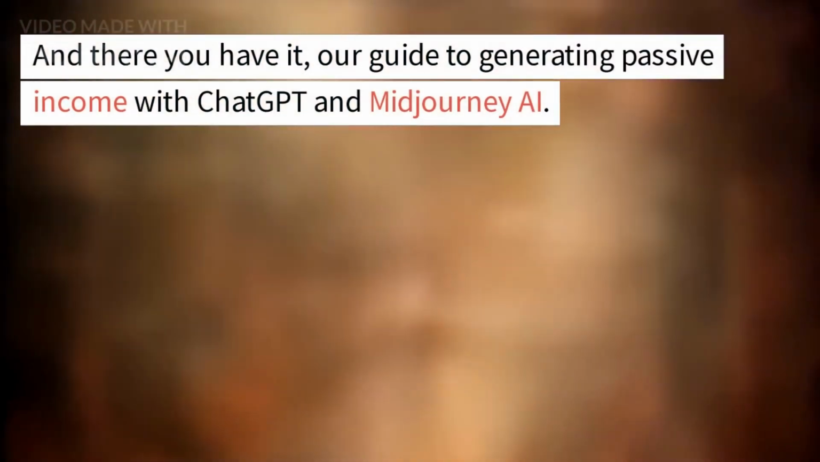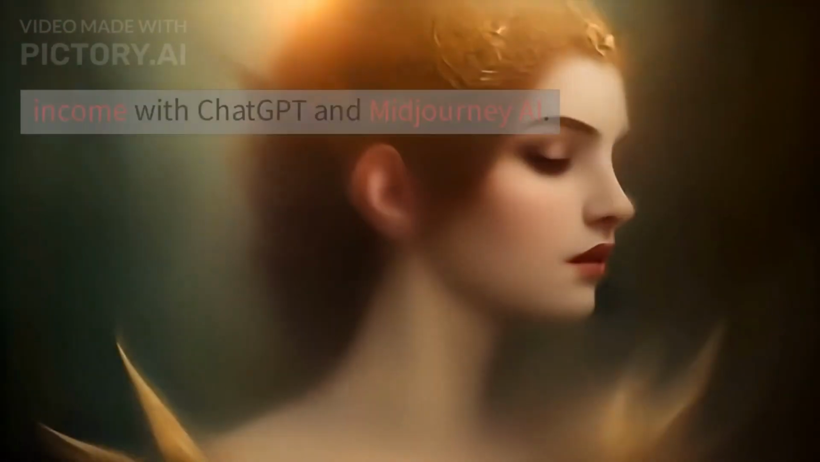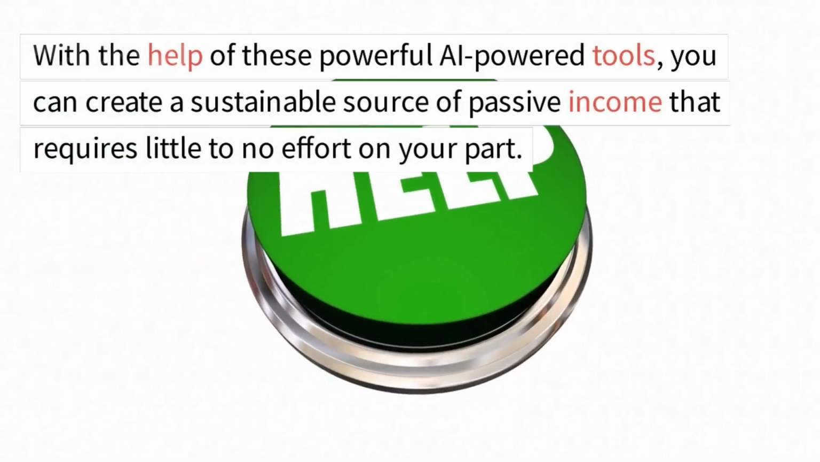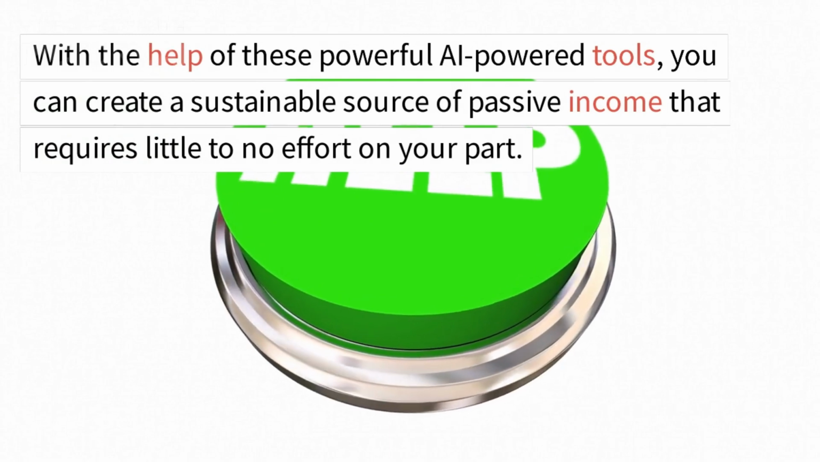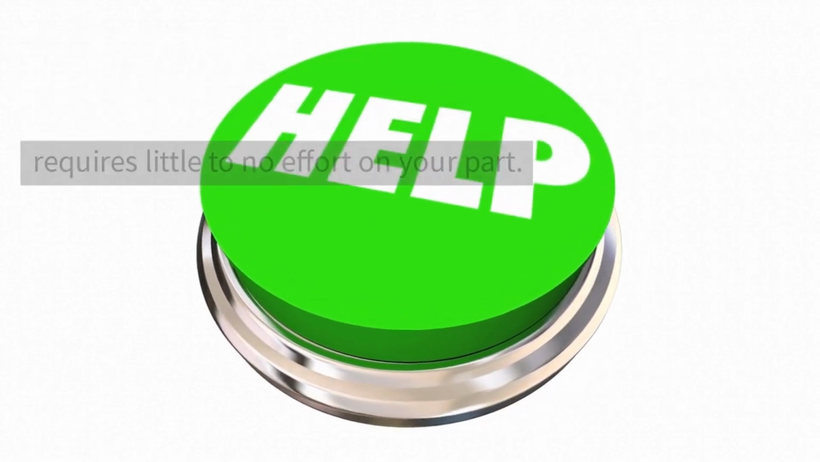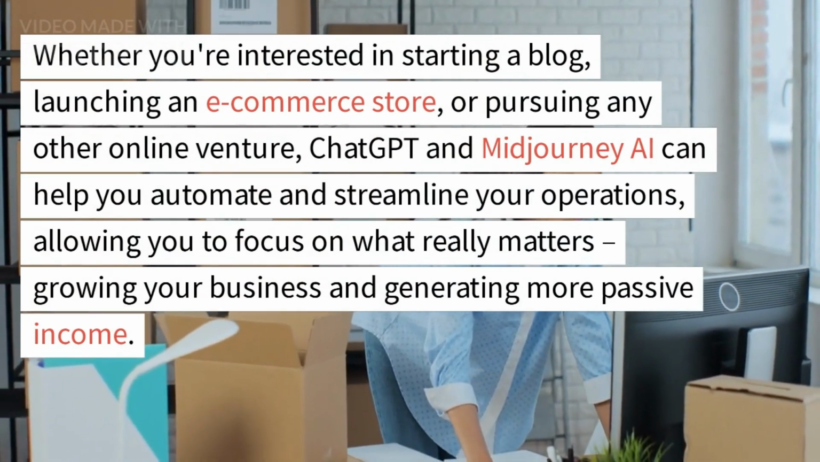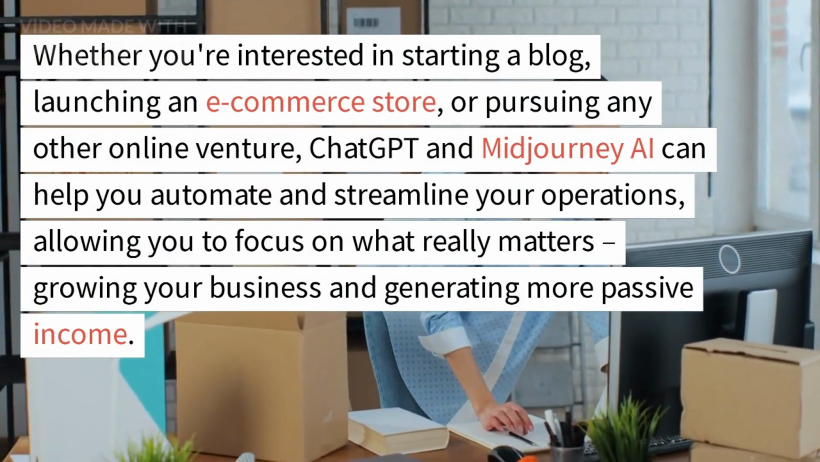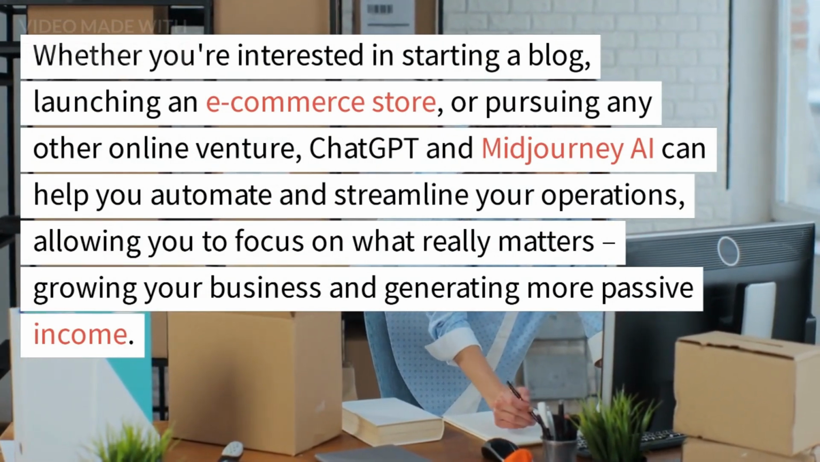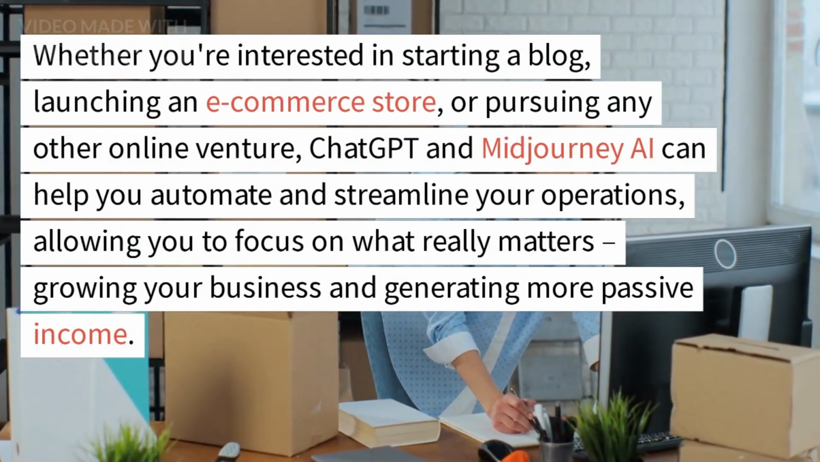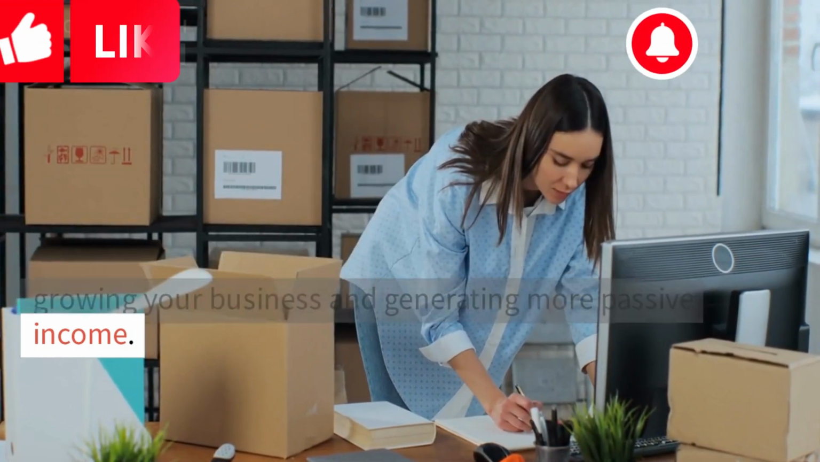And there you have it, our guide to generating passive income with ChatGPT and Midjourney AI. With the help of these powerful AI-powered tools, you can create a sustainable source of passive income that requires little to no effort on your part. Whether you're interested in starting a blog, launching an e-commerce store, or pursuing any other online venture, ChatGPT and Midjourney AI can help you automate and streamline your operations, allowing you to focus on what really matters, growing your business and generating more passive income.